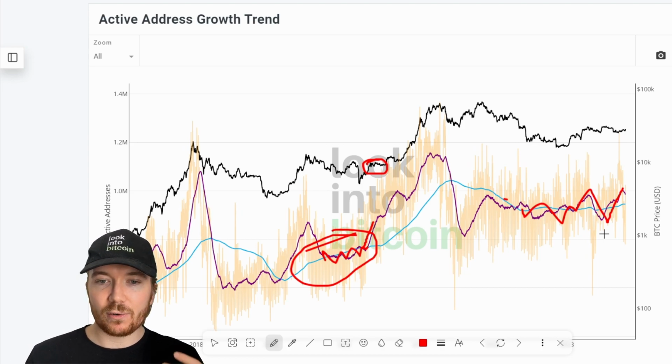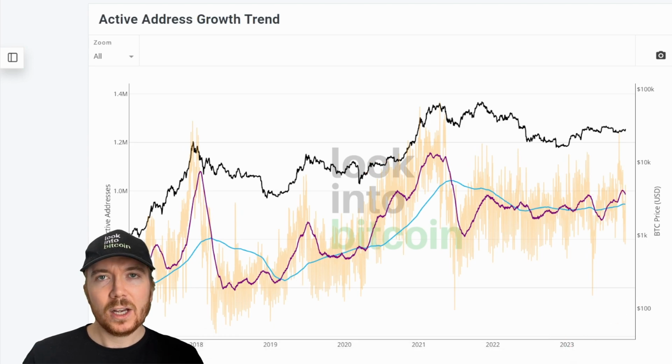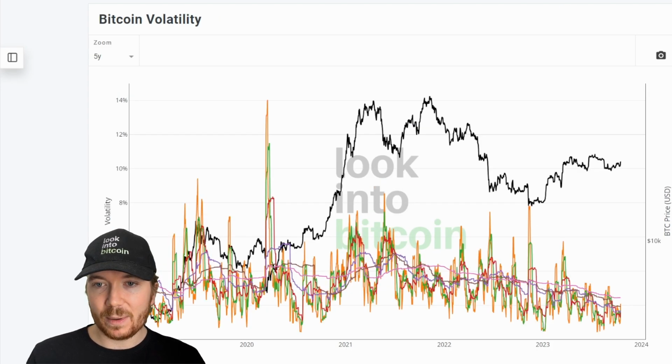But I think one thing we can also do is look at another metric, not just looking at the more macro growth of active addresses on the market, but if we also look at something like volatility, which again gives us a little bit of insight into when we can expect a big move. In confluence, these may be able to give us a little bit more insight.